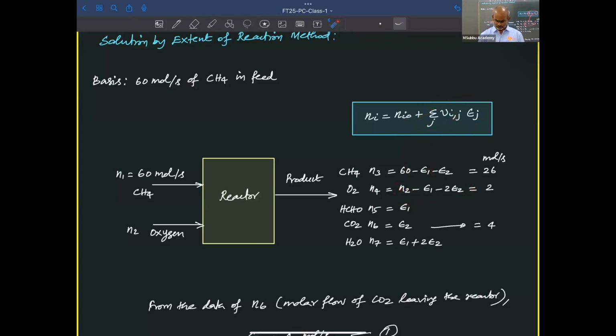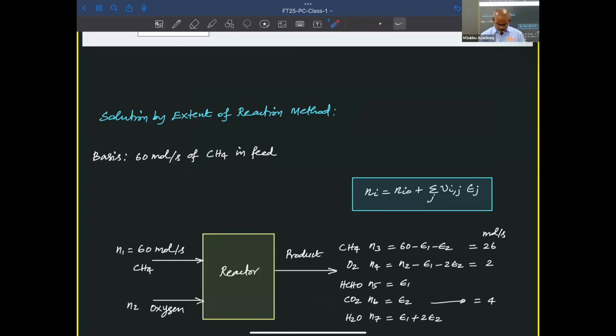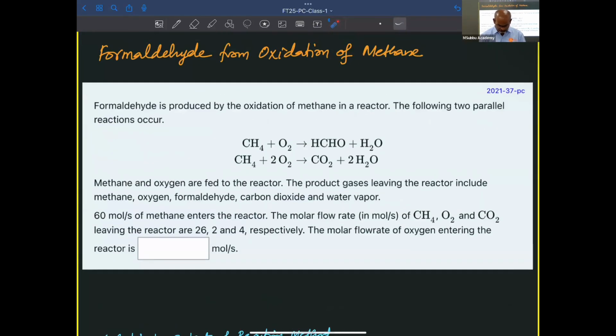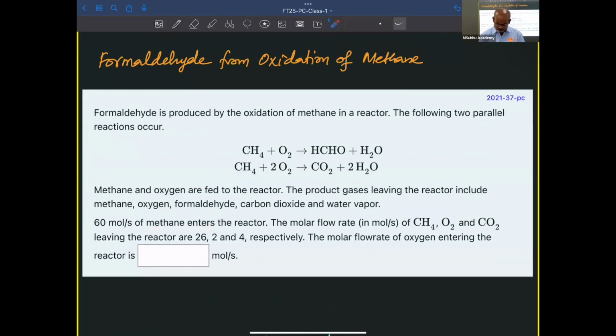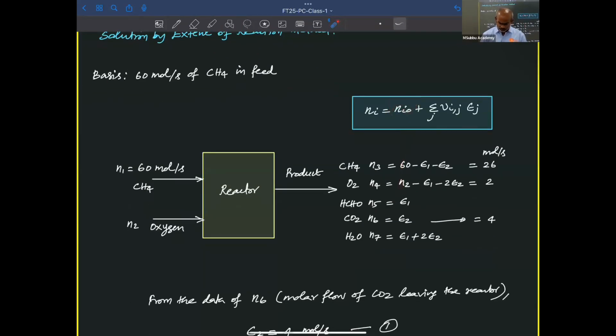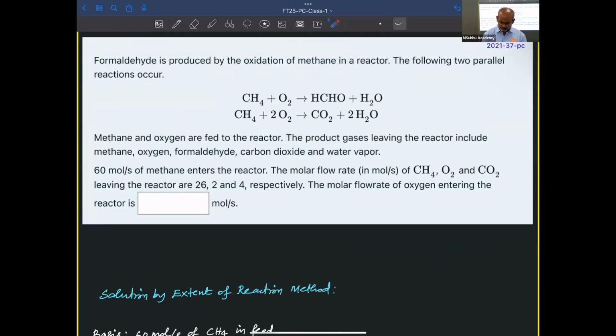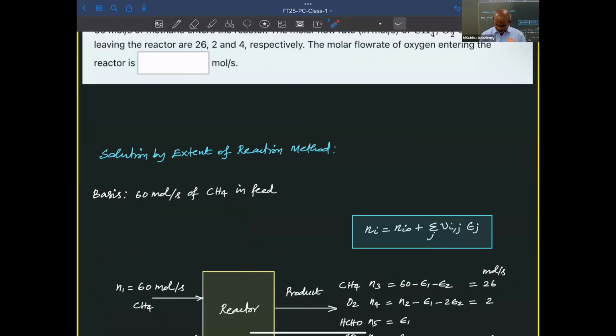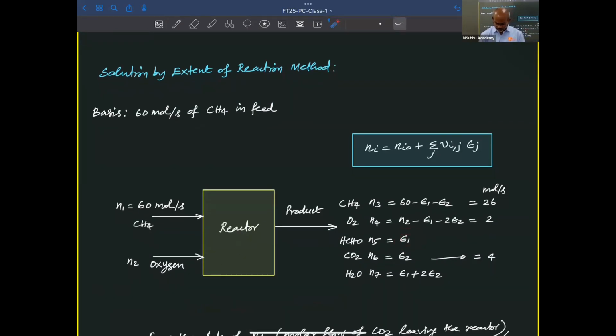By this way, we have written for O2 in the product, and like that for formaldehyde in the product. Initially no formaldehyde is there, only methane is entering along with oxygen. So the initial N of formaldehyde is simply 0, and formaldehyde is involved only in the first reaction, which has a stoichiometric coefficient of 1. So the moles of formaldehyde in the product is simply the extent of the first reaction. Of course, extent also has a unit of moles, here in this case moles per second.